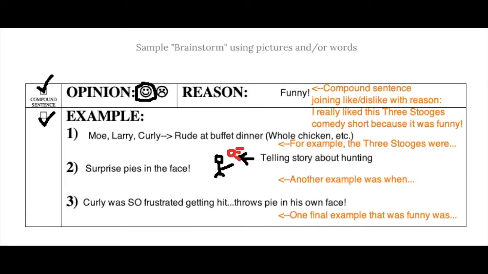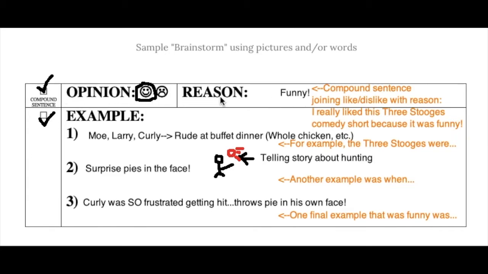Let's take a look at a sample brainstorm that I've completed using pictures and words. I just finished viewing a comedic short involving the Three Stooges. I've circled a like, and I've simply stated that it's funny. I've supported with 3 examples, and in this portion I've gone ahead and utilized some words and pictures to represent my recollection that supports the fact that it's funny.